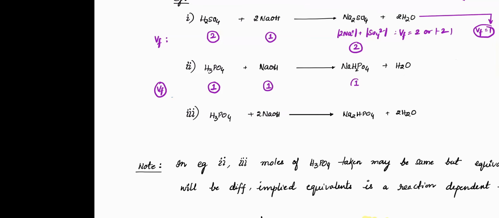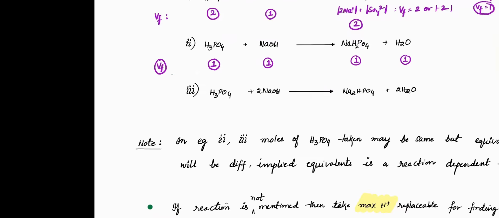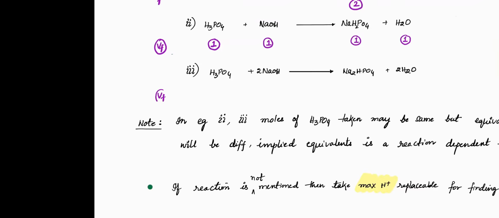NaH2PO4 valency factor is 1. Water valency factor is 1. So the valency factor of all the species in this case is 1. Next one. If you notice the valency factor in the second case here, check it out.